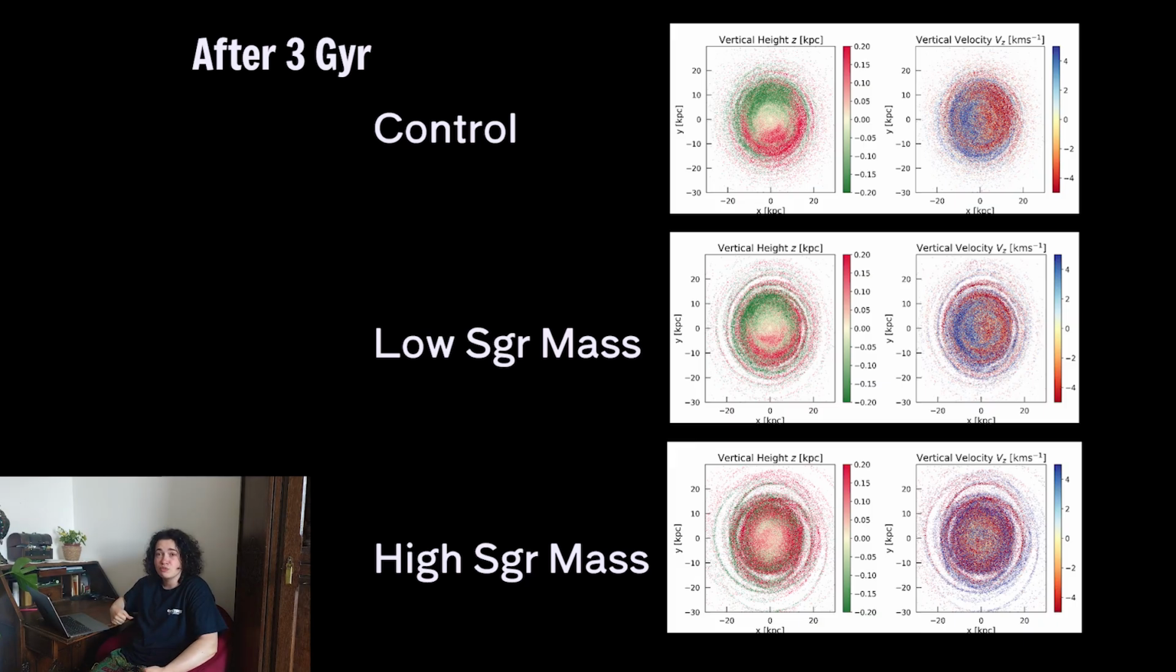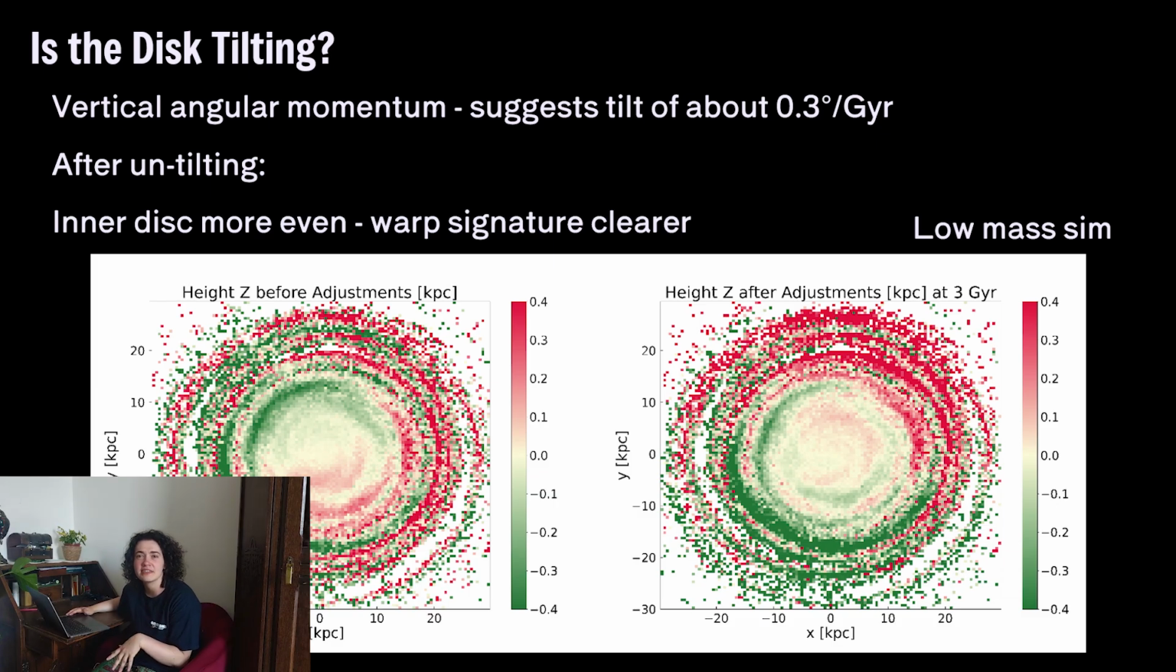First thing I needed to do was correct that and untilt the disk and see if there's still a warp. And indeed there was, so thankfully all of my efforts weren't in vain. You can do this by looking at the angular momentum of the inner disk. I picked around 5 kiloparsecs, a little bit closer to the center of the galaxy than the sun is. It showed a tilt of about 0.3 degrees per gigayear, which doesn't sound like a lot, but it does add up quite a bit in the grand scheme of things.